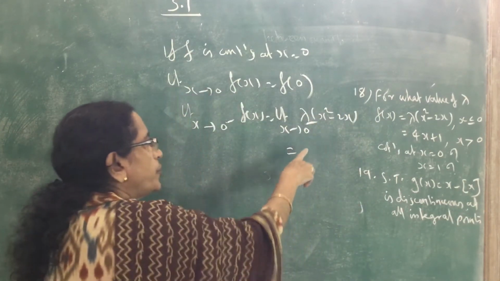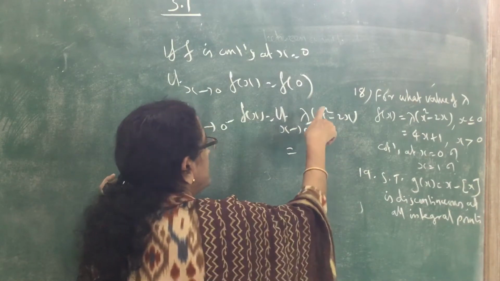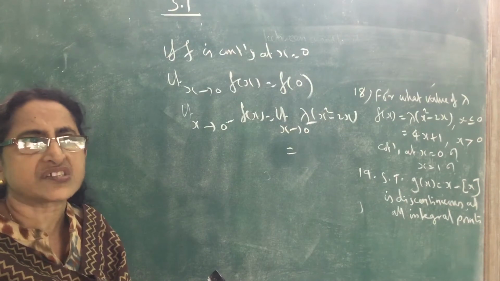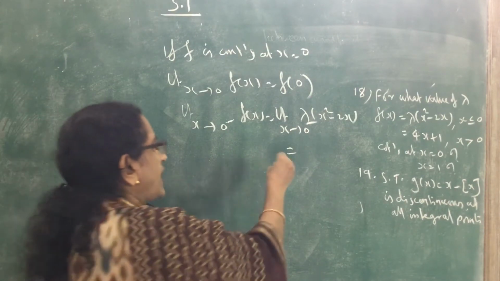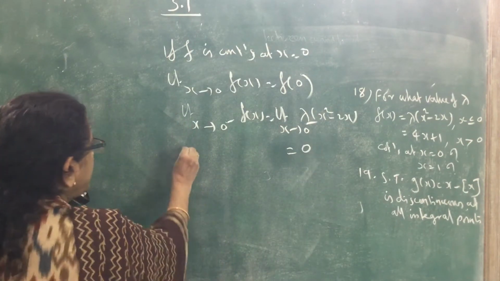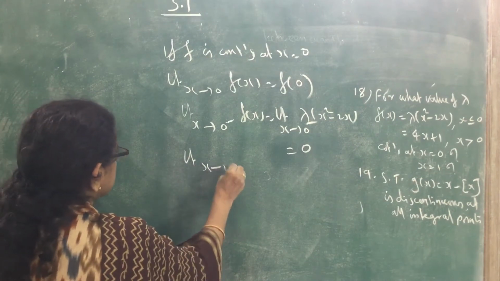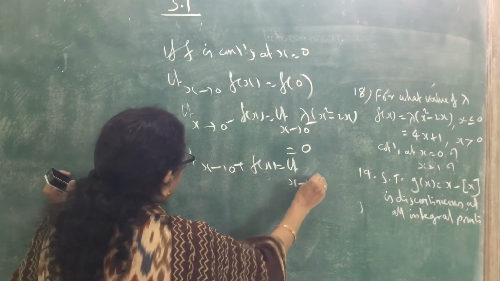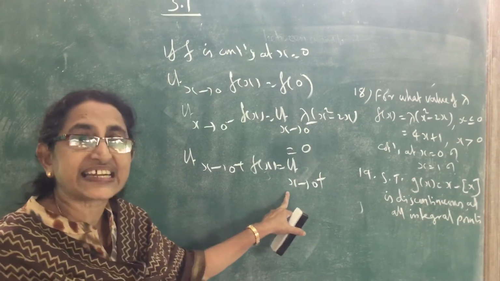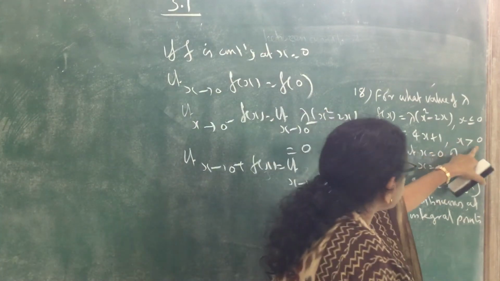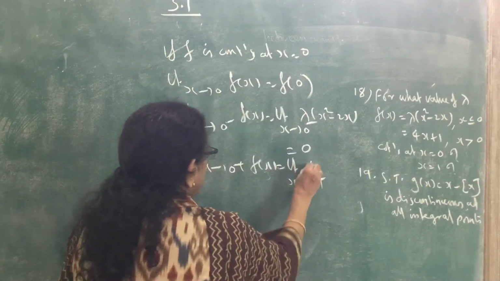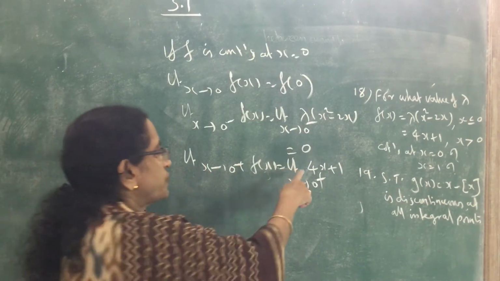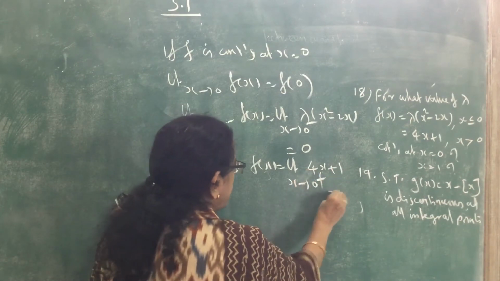Put x equal to 0. 0 minus 0, 0 into lambda. Lambda is some constant, and 0 into any number is equal to 0. Now limit x tends to 0 plus f of x. What is f of x when x greater than 0? 4x plus 1. Now apply the limit, put x equal to 0. So 4 into 0 plus 1 is equal to 1.